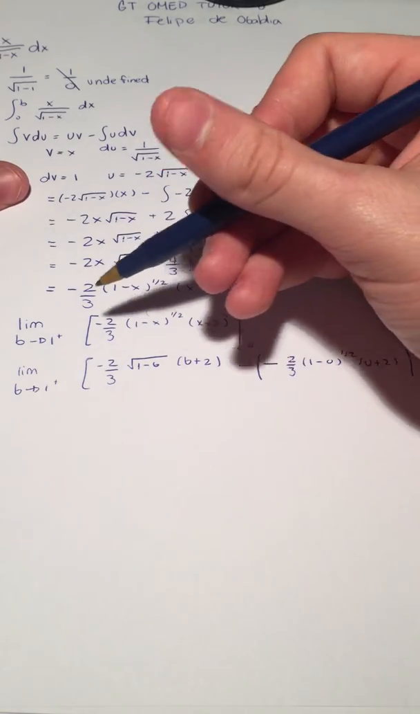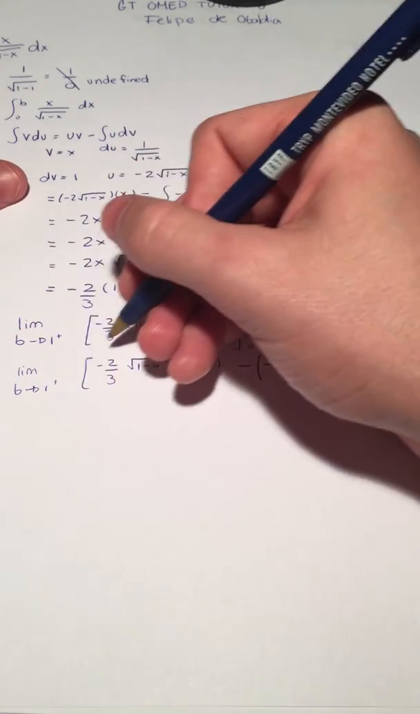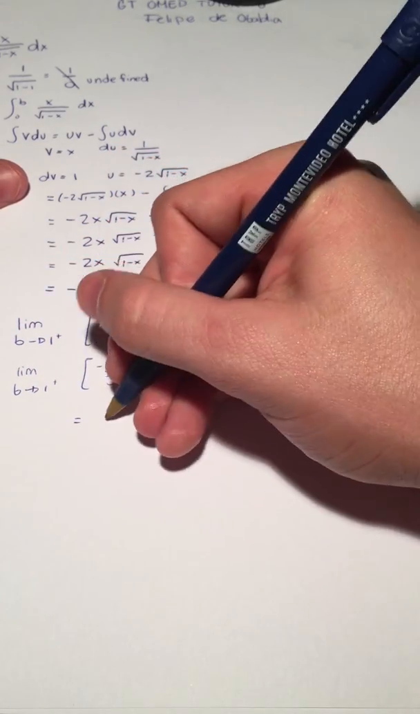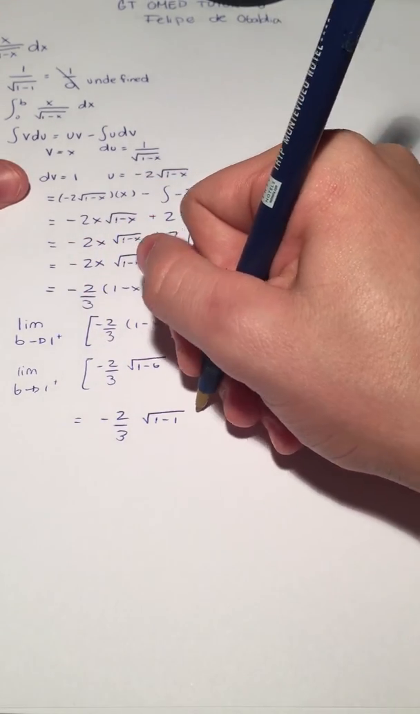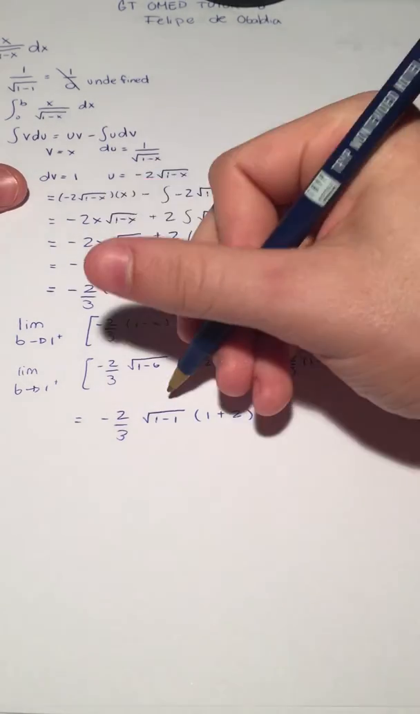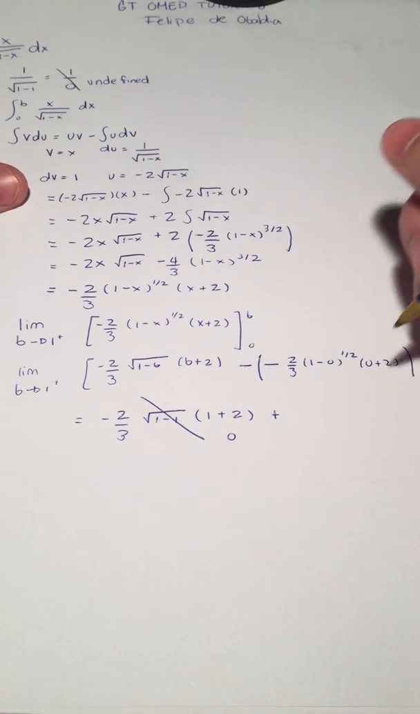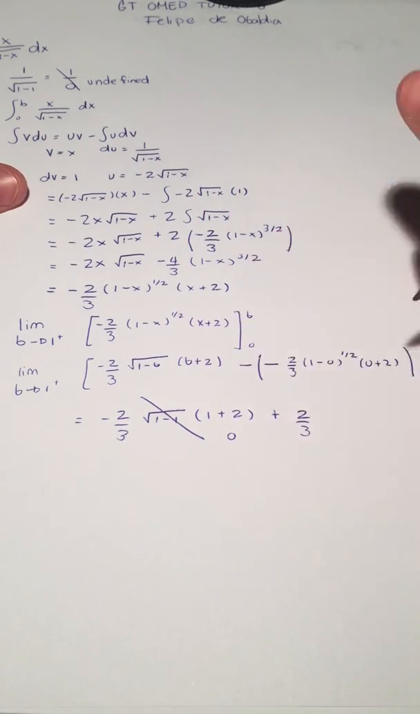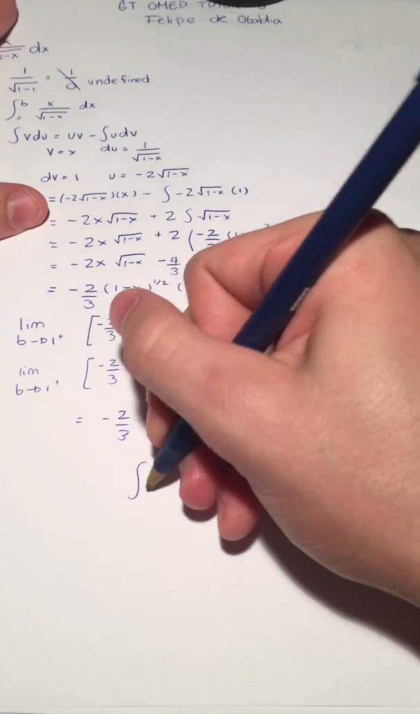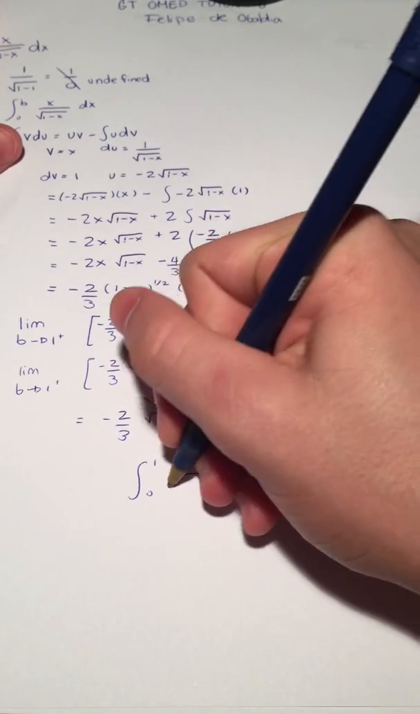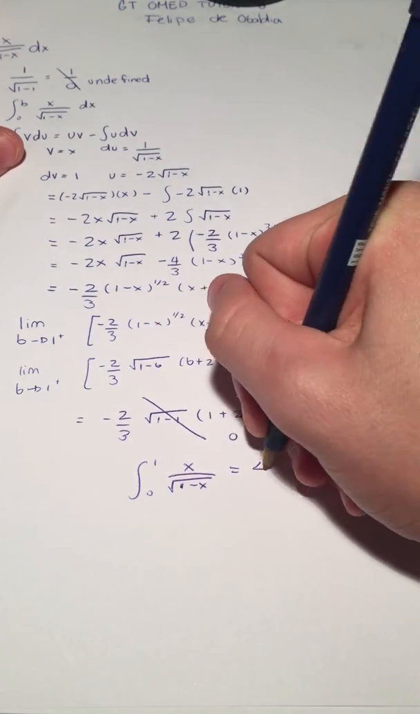So now we can put 1 in place of b, since b is approaching 1 from the right. So let's just plug it in. Minus 2/3, 1 minus 1, 1 plus 2. Now notice 1 minus 1 is 0, so all this expression goes to 0, minus minus plus 2/3 square root of 1 times 2. And we get our answer. So the integral from 0 to 1 of x over the square root of 1 minus x is 4/3.